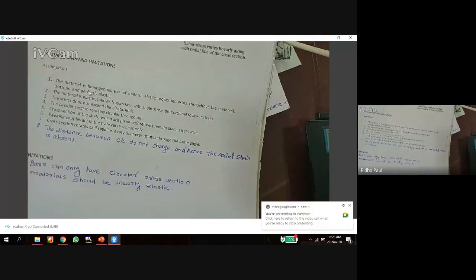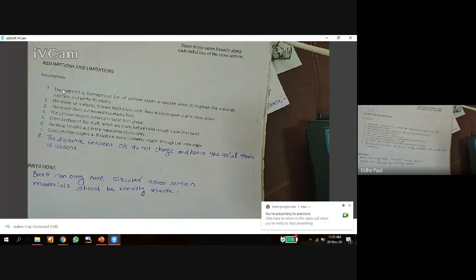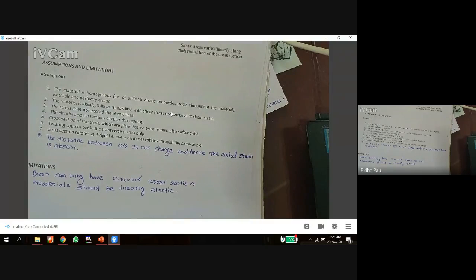For the derivation of this equation, we use some assumptions. The first one is that the material is homogeneous. What is homogeneous? Everywhere the property will be the same. We already discussed the homogeneity of material in the second module. The material is elastic and obeys Hooke's law, so the applied torque and corresponding shear stress develop only within the elastic limit. If the stress crosses the yield point, then this equation is not valid. The stress should not exceed the elastic limit, as seen in the stress-strain graph.